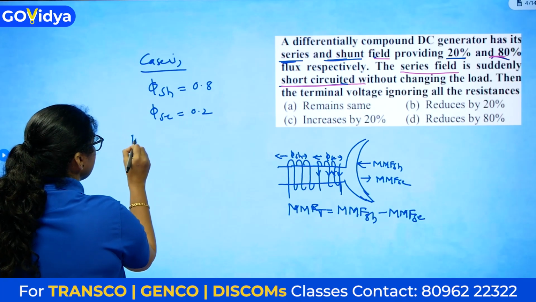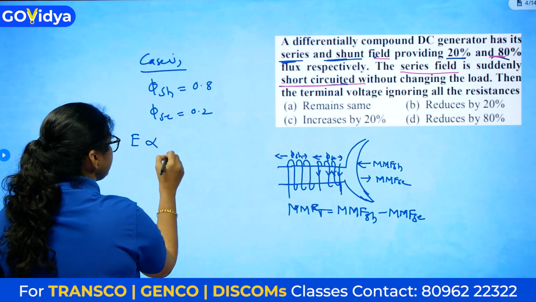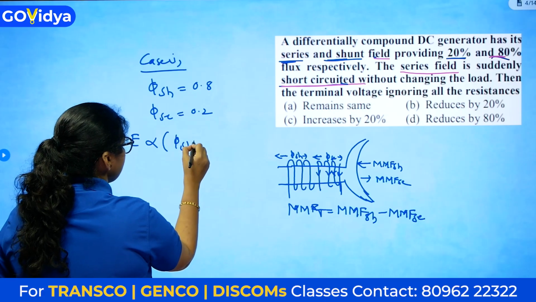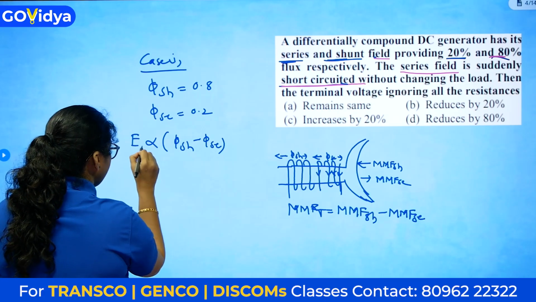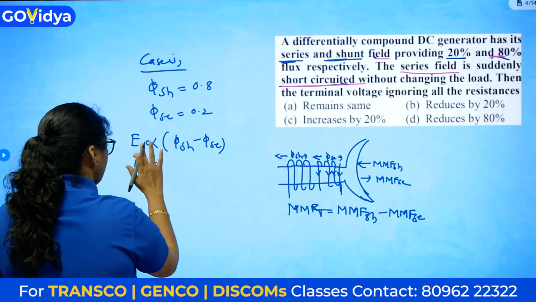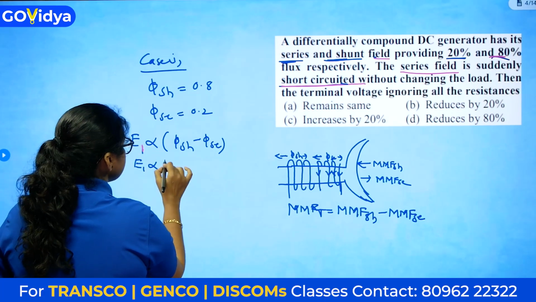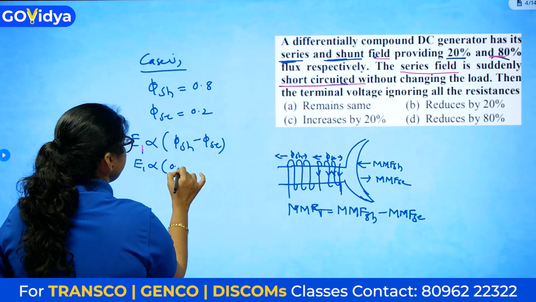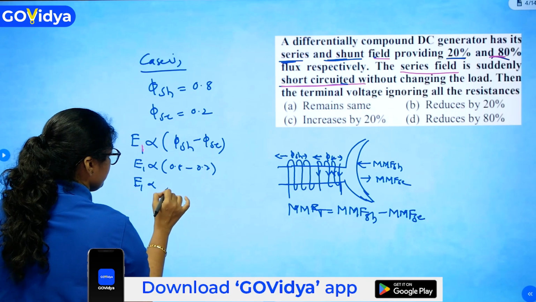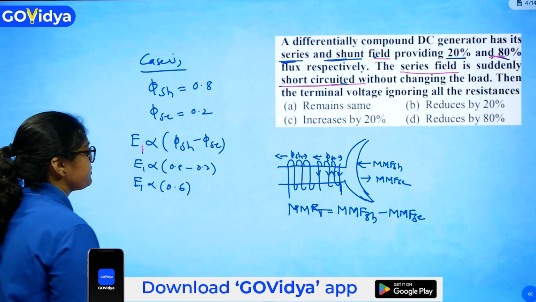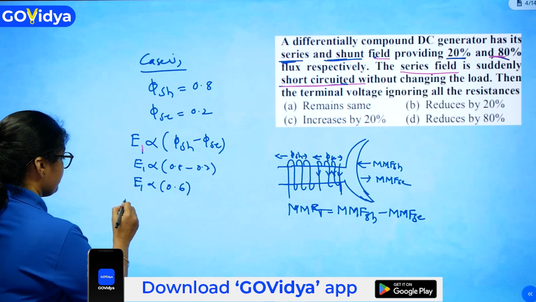Now, differential compound is nothing but the difference of the shunt and the series. I will take it as E1. Phi SH is 0.8 minus 0.2, so we get E1 is directly proportional to 0.6. So this is case 1.